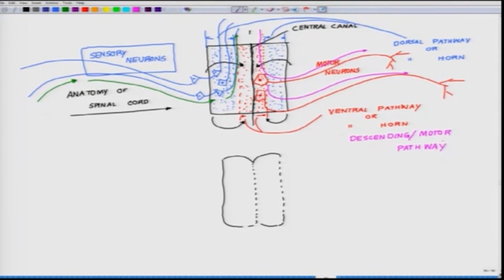Whereas on the contrary, the other side is called ascending or sensory pathway.